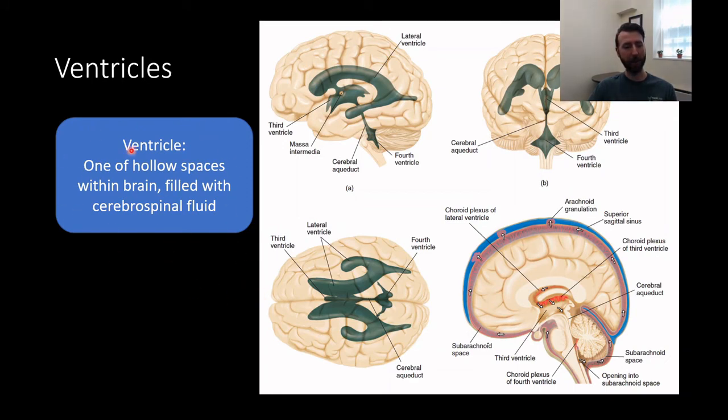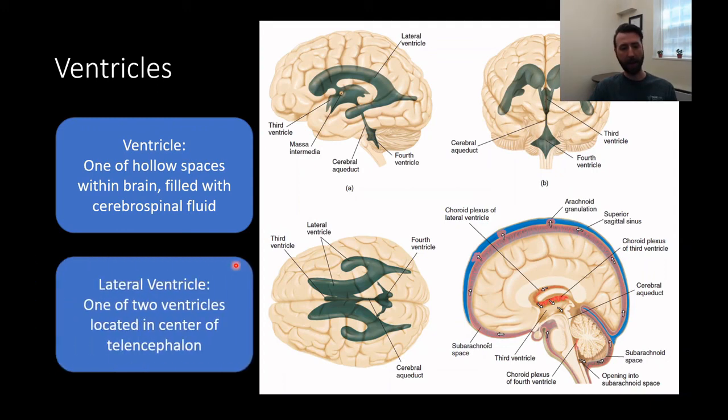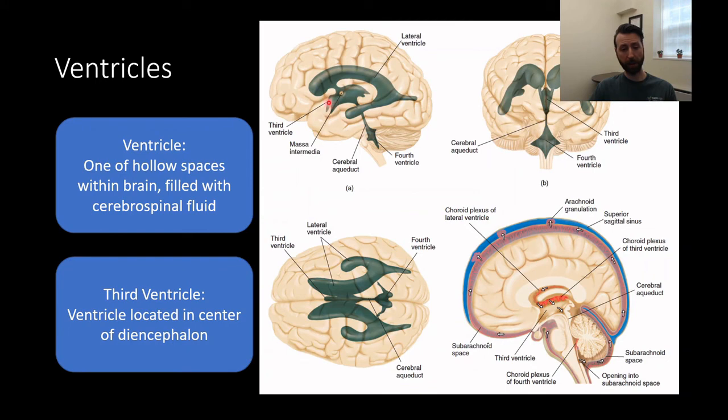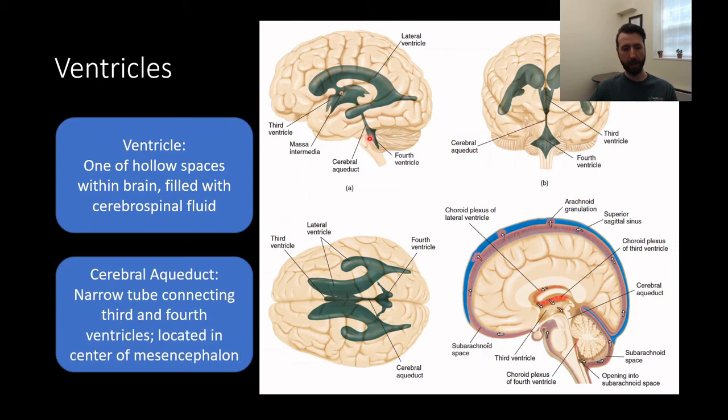Okay, ventricles. I've mentioned these a little bit in passing. These are the hollow spaces within the brain that are filled with cerebrospinal fluid. The lateral ventricle is one of the two ventricles located in the center of the telencephalon. This right here is the lateral ventricle. The third ventricle, located in the center of the diencephalon, is found right here. The cerebral aqueduct is a narrow tube that connects the third and fourth ventricles.